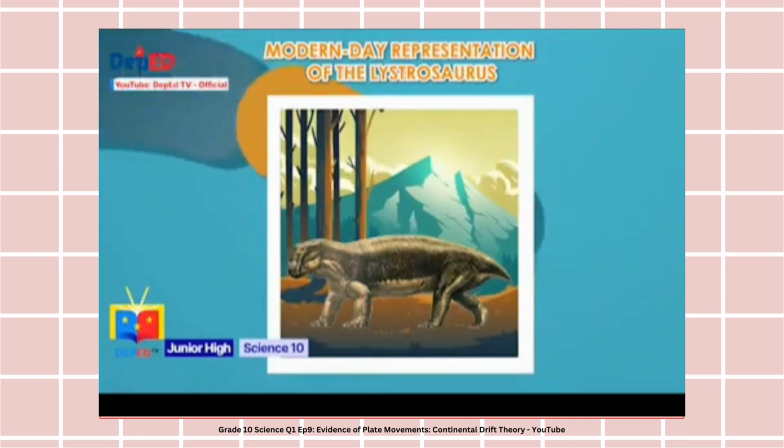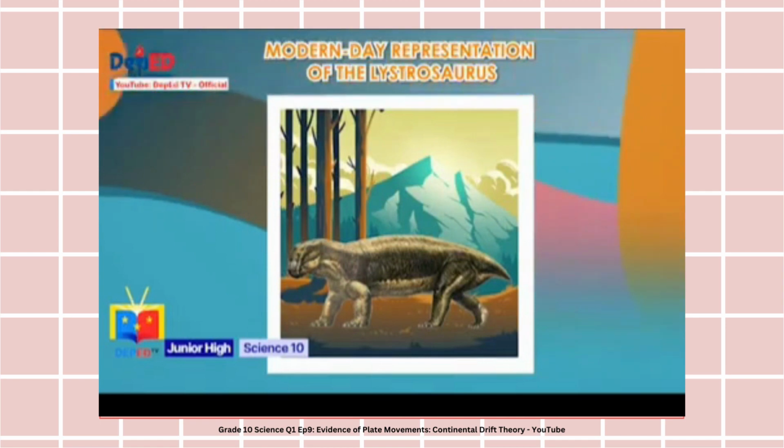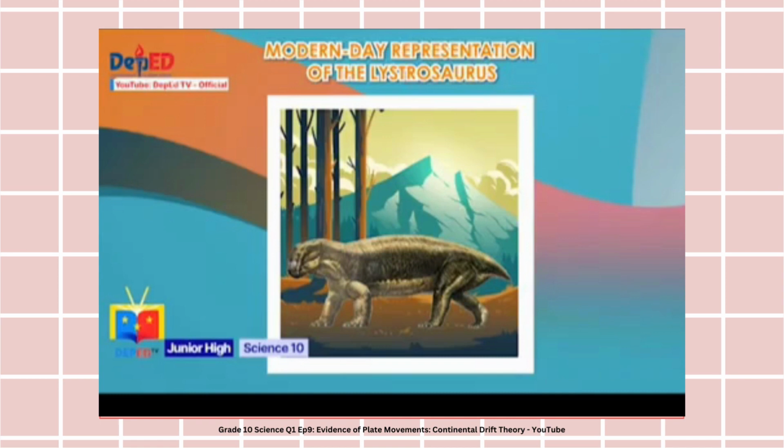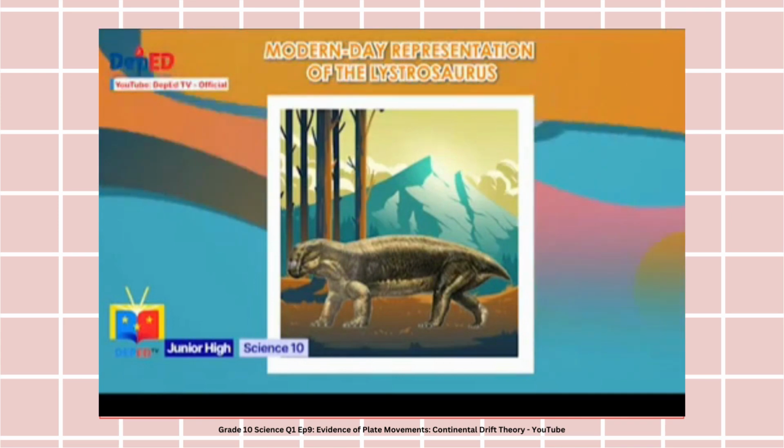This is a modern-day representation of the Lystrosaurus. The Lystrosaurus, which translates to shovel reptile, is thought to have been a herbivore with a snout built like a pig. Lystrosaurus fossils are only found in Antarctica, India, and South Africa. Similar to the land-dwelling Cynognathus, the Lystrosaurus would not have had the swimming capability to traverse any ocean.